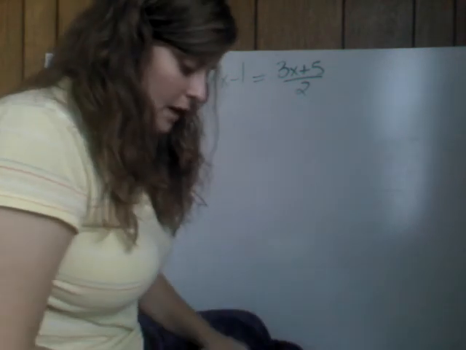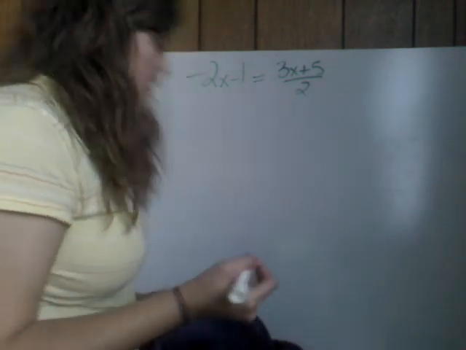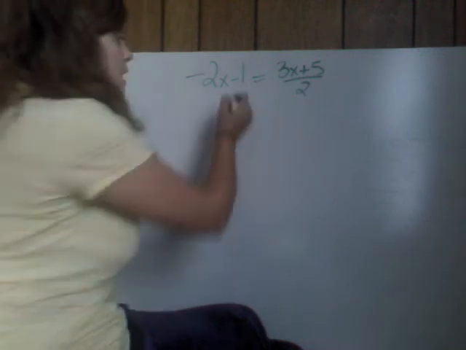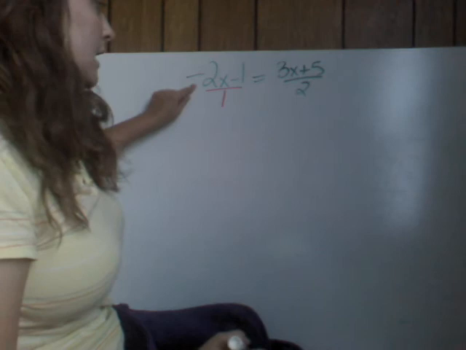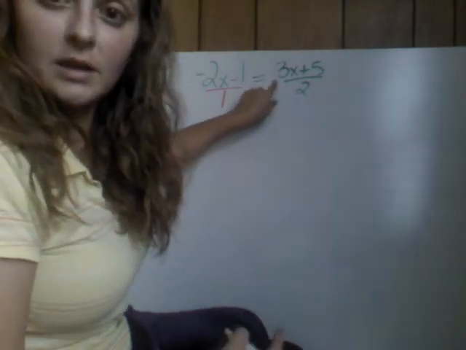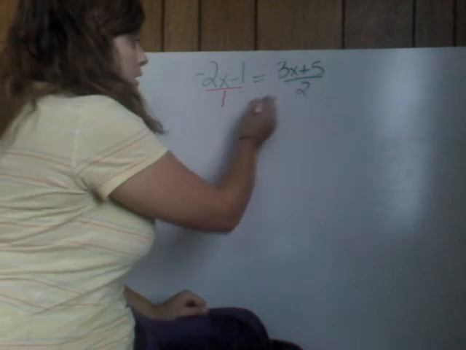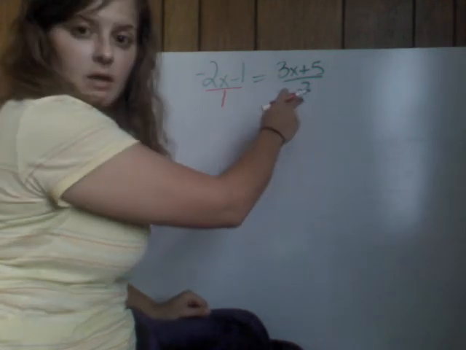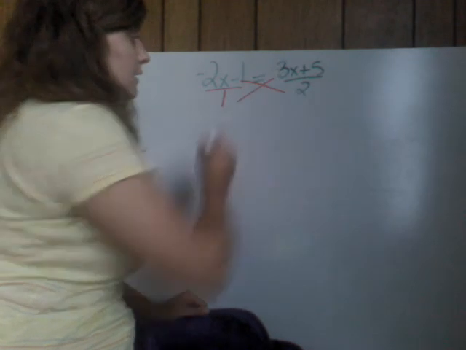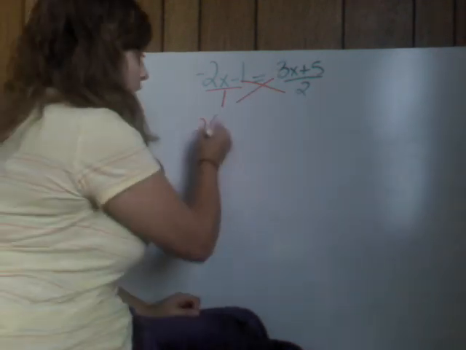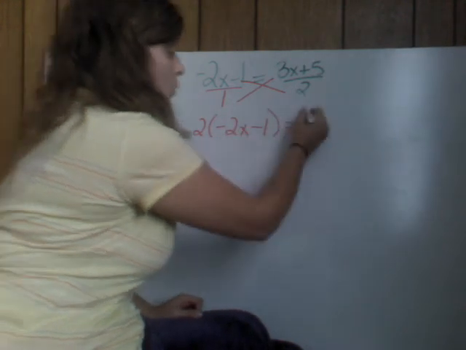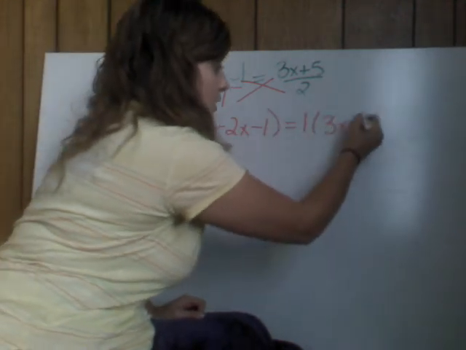So we're going to solve for x. We're going to start out with cross multiplication. This is the same thing as having negative 2x minus 1 over 1. I'm going to cross multiply just like we did in the last video: the denominator times the numerator and the numerator times the denominator, literally cross like a big X. So you can also write it like this: 2 times the quantity negative 2x minus 1 is equal to 1 times the quantity 3x plus 5.